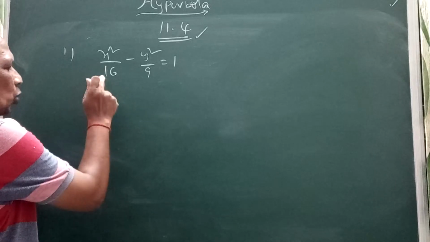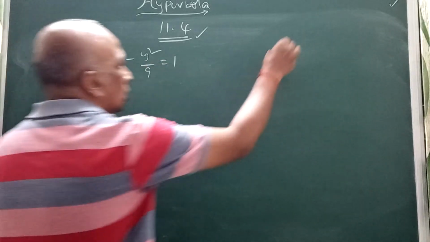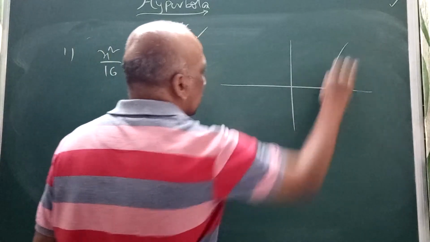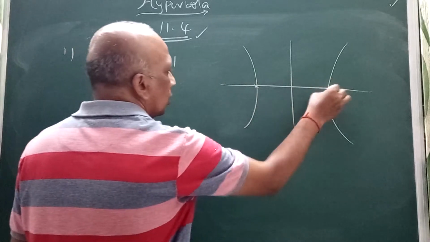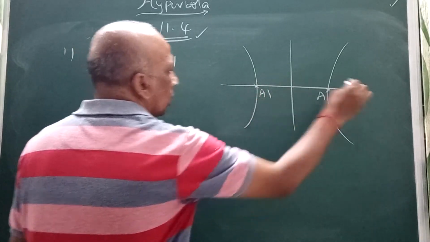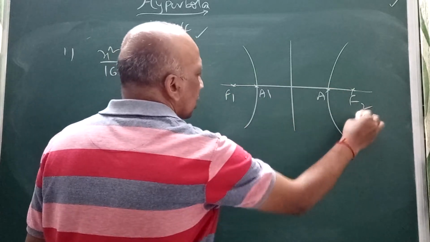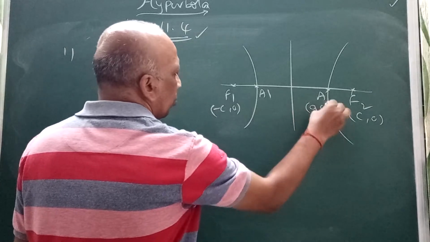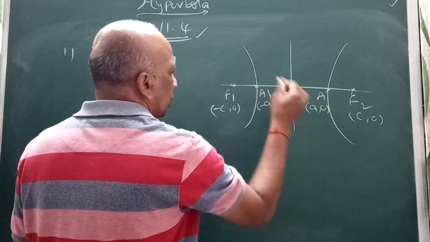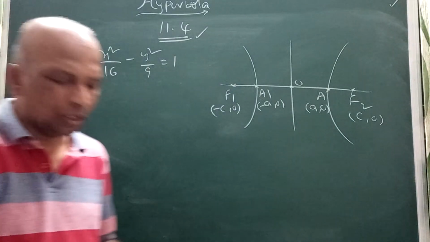So this is positive, means here the transverse axis is along the x-axis. Immediately I can draw this one. Transverse along x-axis. This is the given one. These are the vertices. This is the foci, I can write F1, F2. This is c comma 0, minus c comma 0, a comma 0, minus a comma 0. This is the origin.